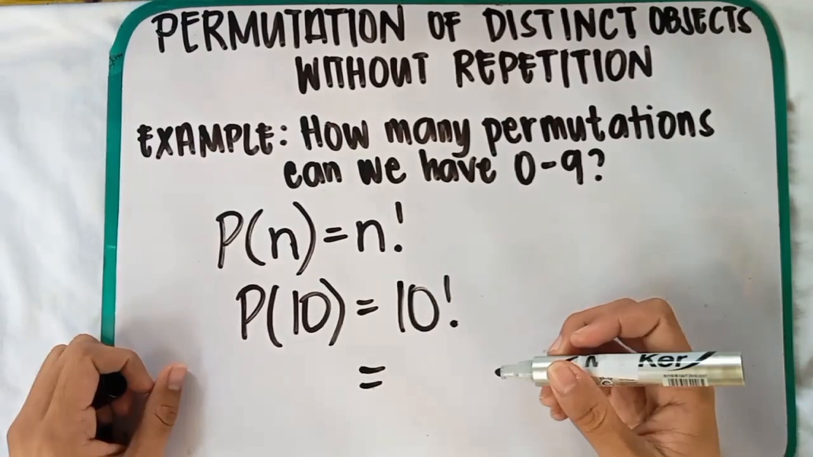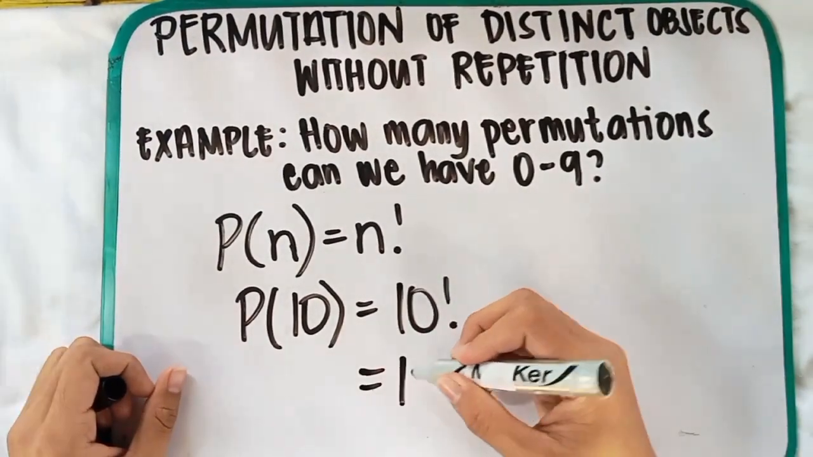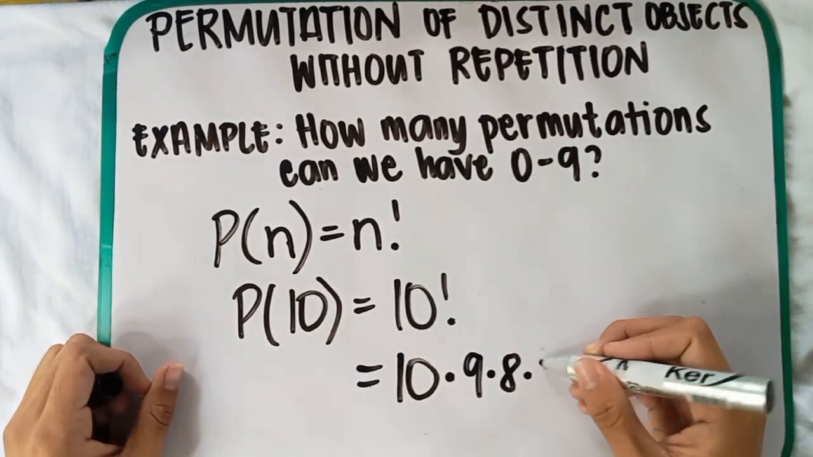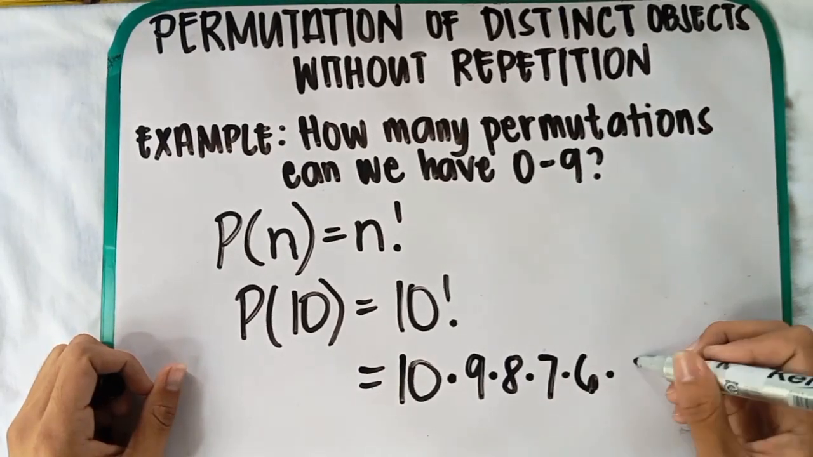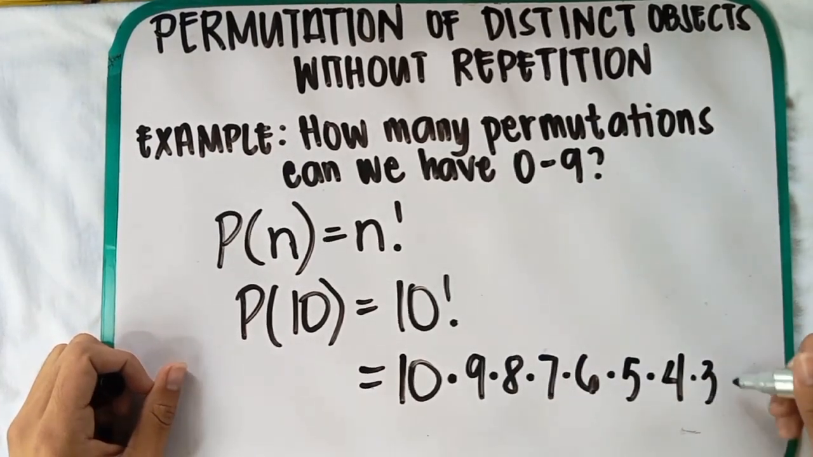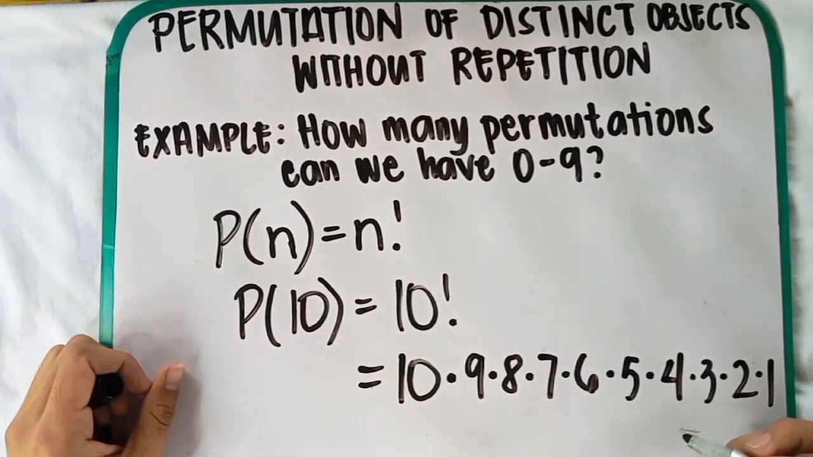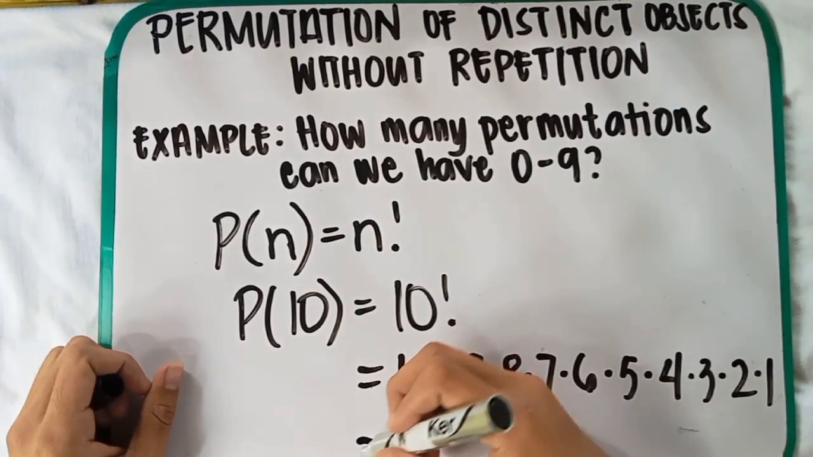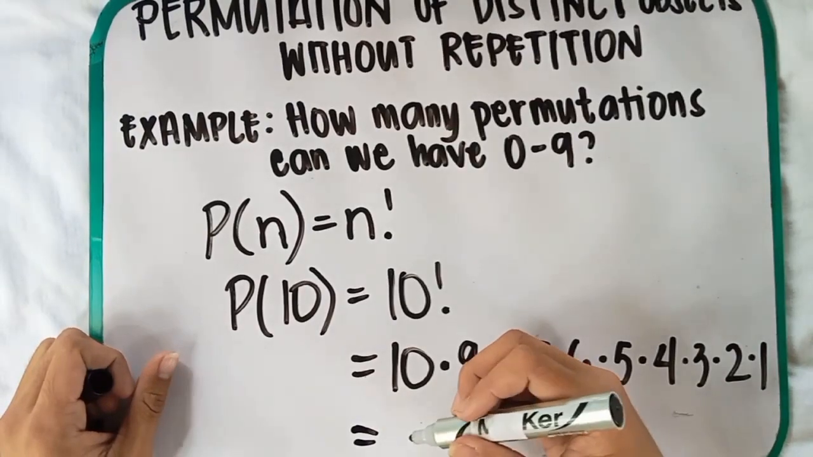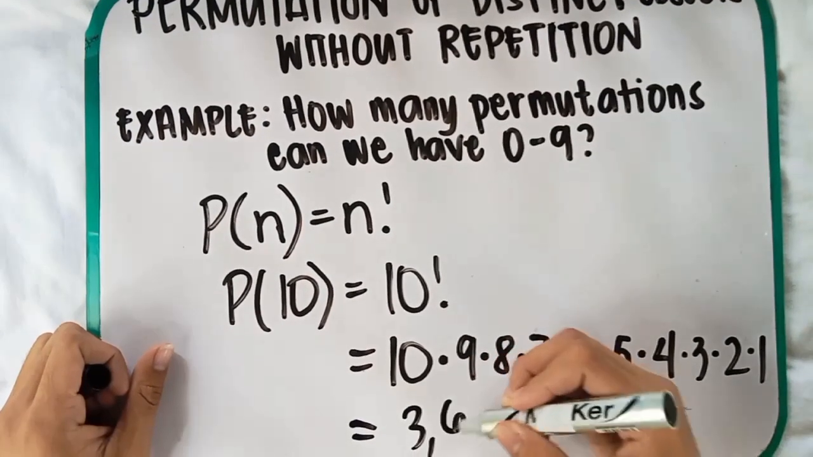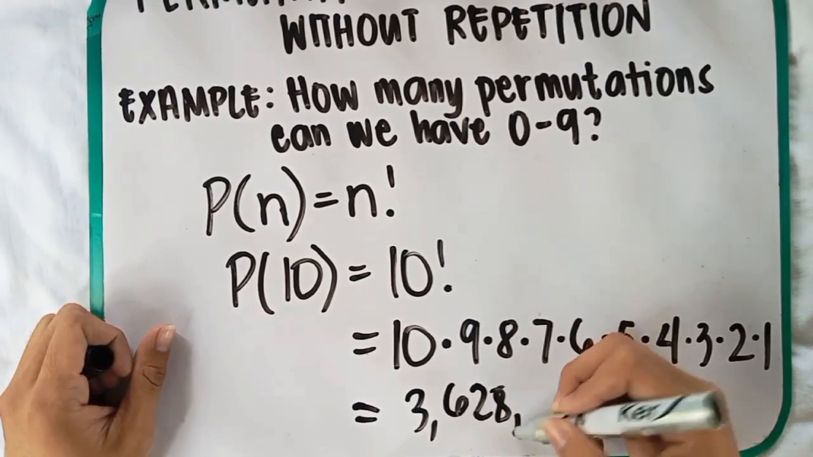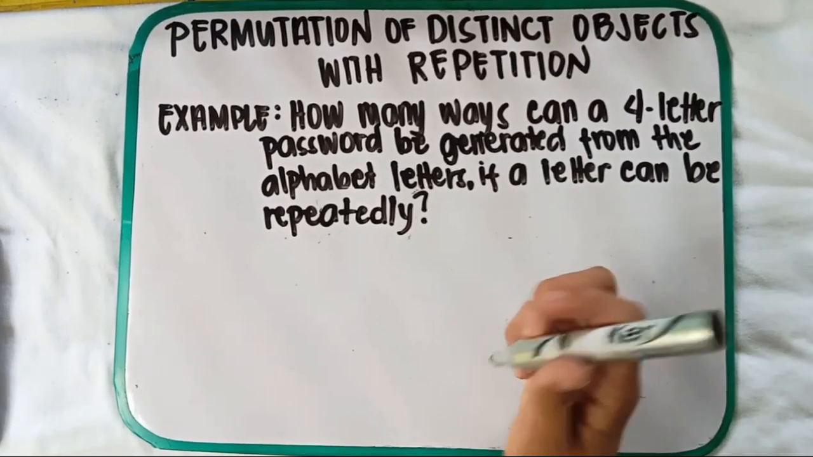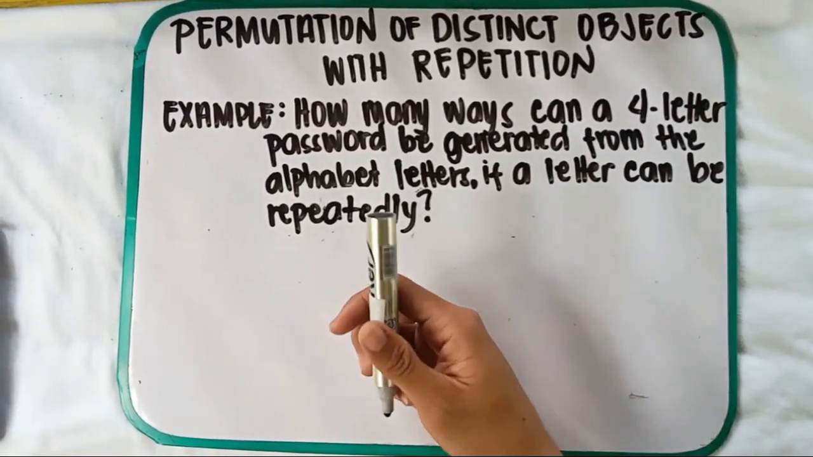10 factorial is equal to 10 times 9 times 8 times 7 times 6 times 5 times 4 times 3 times 2 and times 1. Let's multiply all these numbers, so the result is 3,628,800. So let's come now to the second type of permutation, which is permutation of distinct objects with repetition.